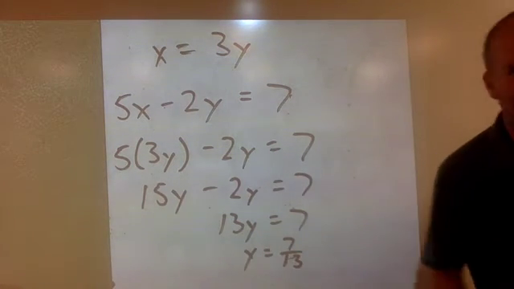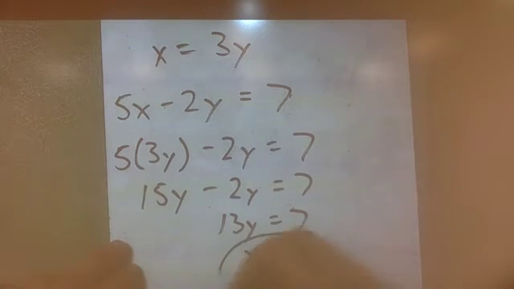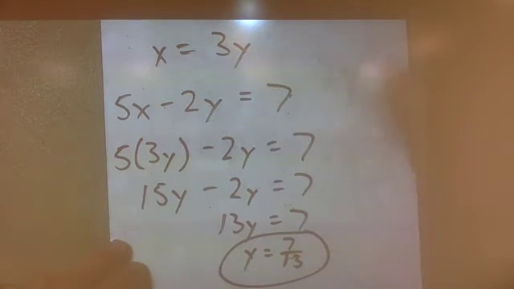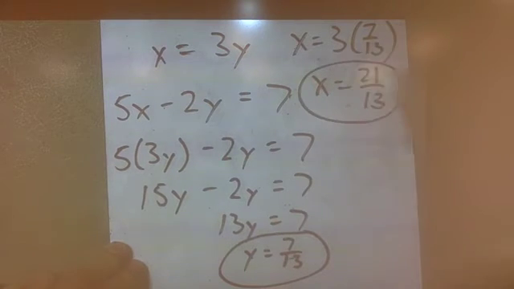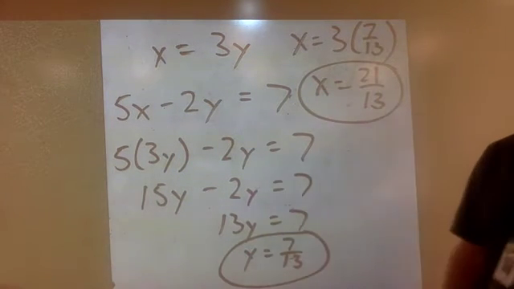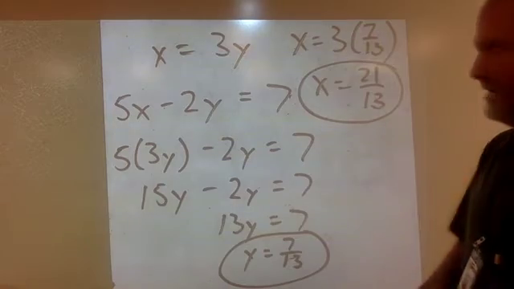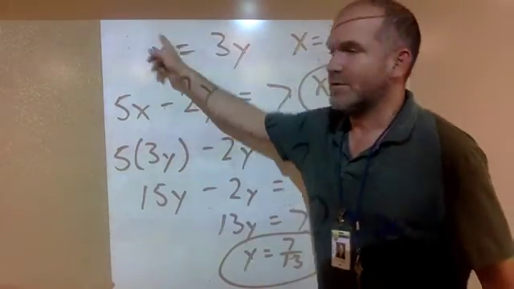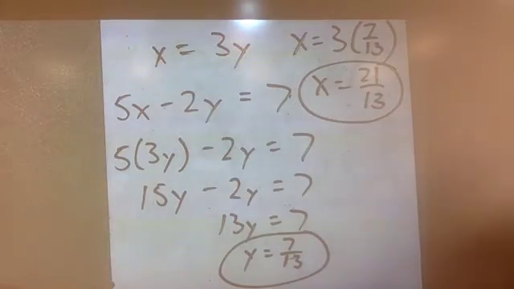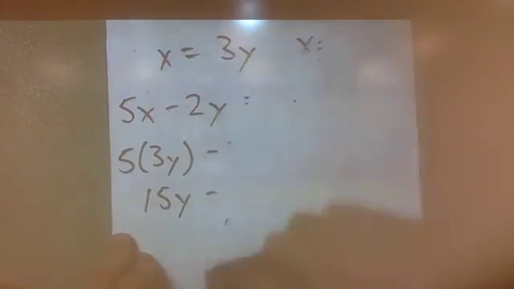Well, I'll do it anyway. Substitute in. Y is equal to 7 over 13, so we plug that into here. So x is equal to 3 times 7 over 13, which is 21 over 13. So those are your answers, 21/13 and 7/13 for a problem like that. Substitution. It can work out real well if you already have one of your variables isolated like that. Let me give you one that's a little bit more complicated.